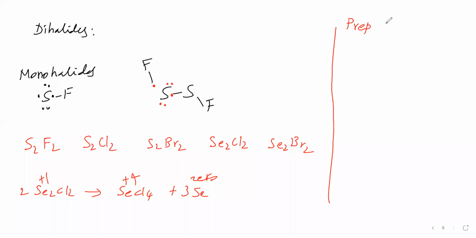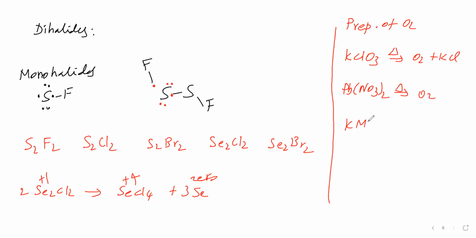Next we will see preparation of oxygen. Potassium chlorate: chlorate salt on heating decomposes to give oxygen. Then nitrate salt on heating gives oxygen gas. We have seen nitrate. Next, permanganate. Permanganate on heating gives oxygen gas.